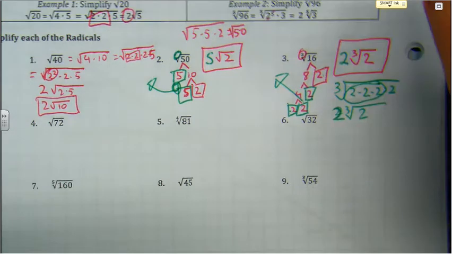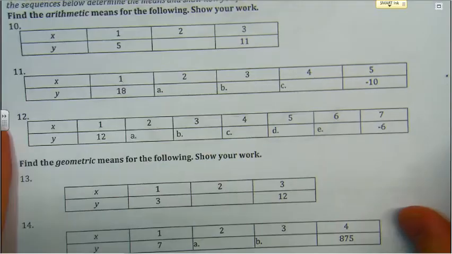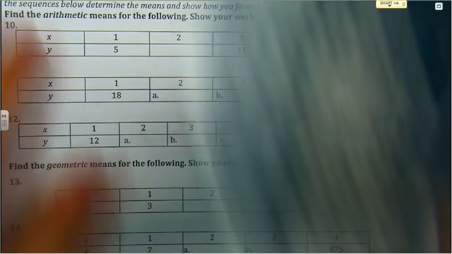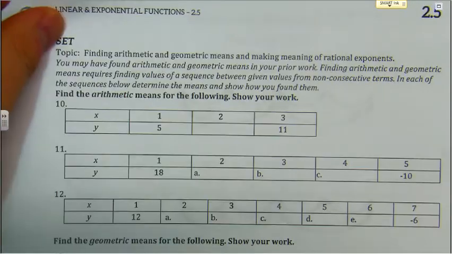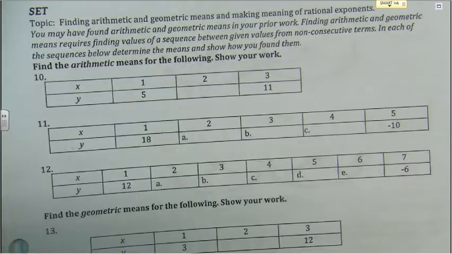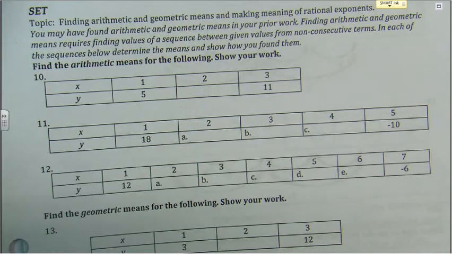Let's go to the next section. Okay. The next one, it's asking us, whoops, let me scoot this down. Set, topic, find arithmetic and geometric means and make meaning of rational exponents. You may have found arithmetic and geometric means in your prior work. Finding arithmetic and geometric means requires finding the value of a sequence between given values for non-consecutive terms. In each of the sequences below, determine the means and show how you found them.